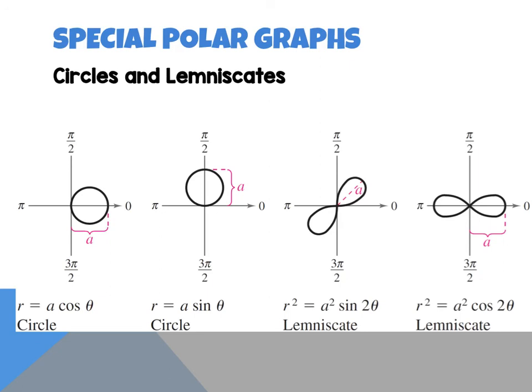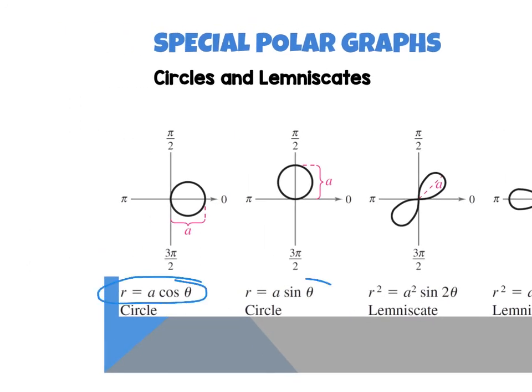The third and fourth kinds are circles and lemniscates. So a circle, you are not adding or subtracting anything, and there's nothing being multiplied in between the cosine and the theta or the sine and the theta. This was our very first graph, 4 sine theta. That's how I would have known it was a circle. And the diameter is a. So if it's 4 sine theta, then my diameter is 4 units end to end.